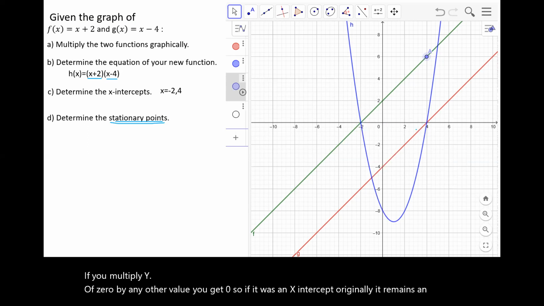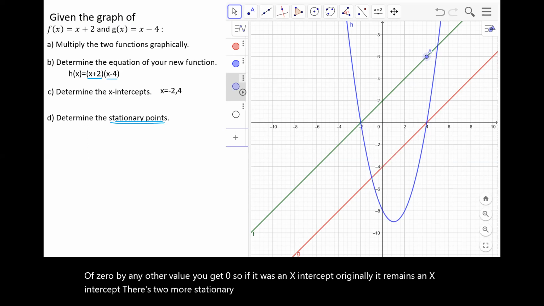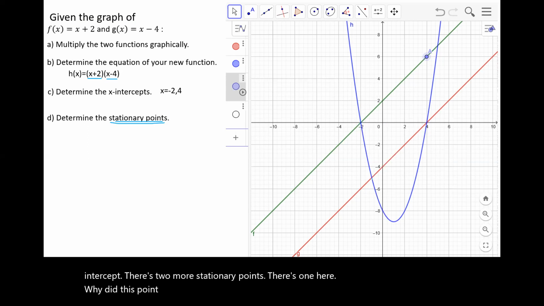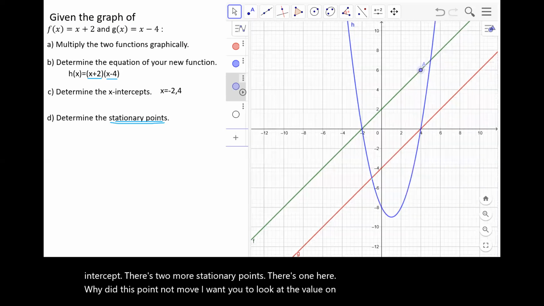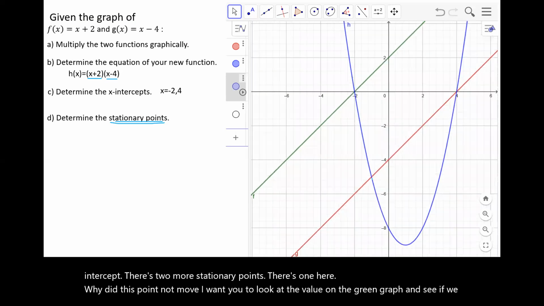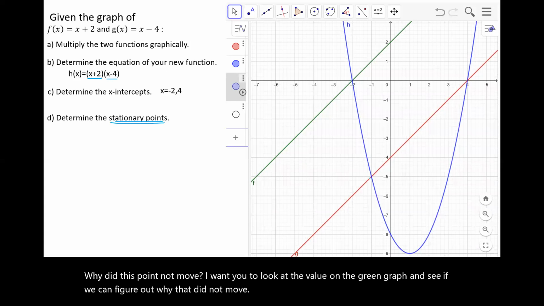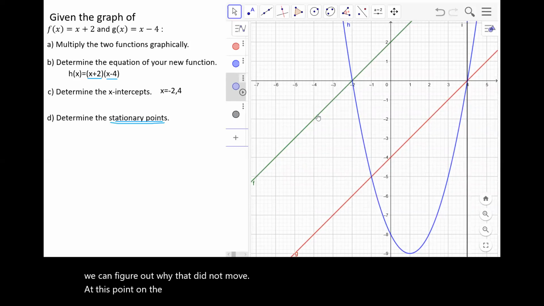There's 2 more stationary points. There's one here. Why did this point not move? I want you to look at the value on the green graph and see if we can figure out why that did not move. At this point on the green graph, I believe we were at 1.